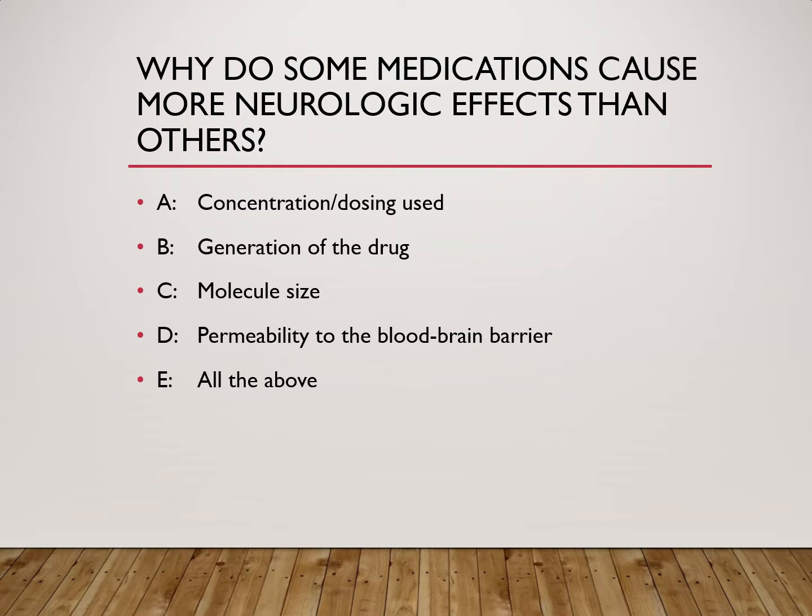All right, so go for it. What do you think? A, concentration or dosing used. B, generation of the drug. C, molecule size. D, permeability of the blood-brain barrier. Or E, all the above.